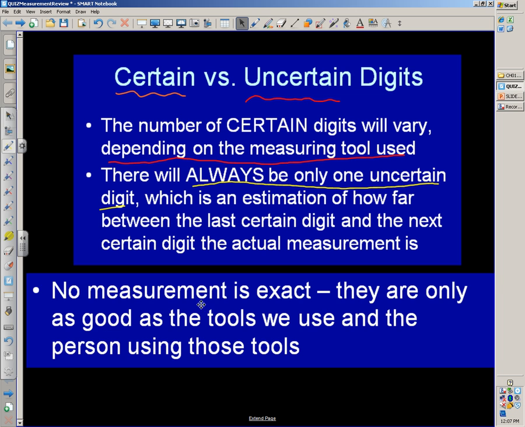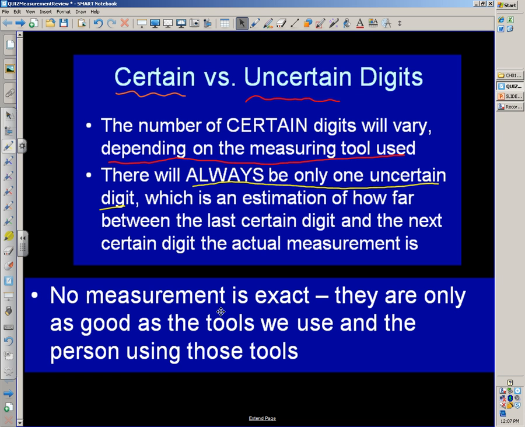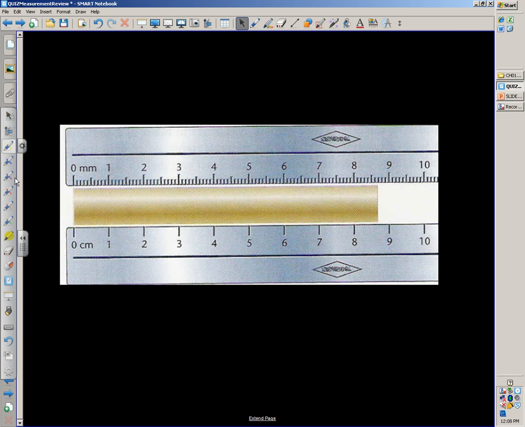So, keep in mind, there is no such thing as an exact measurement. Measurements are only as good as the tools that we use and the person using the tools. With that being said, let's talk about the questions on the quiz. Oh, sorry, this one first.